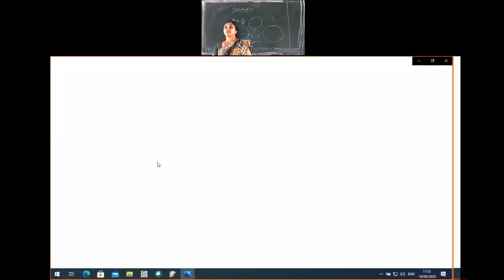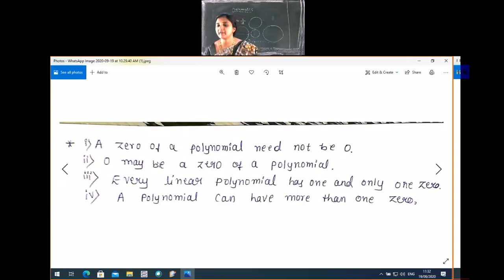From this we can conclude, so here we have 4 points, very important. So this is the conclusion of this topic, zero of the polynomial. First point: a zero of a polynomial need not be 0. So, a very important thing. When you hear zero, zero, zero, only 0 keeps running in your head. So does the zero of the polynomial have to be 0? You keep hearing the word zero, right? So, a zero of a polynomial need not be 0.